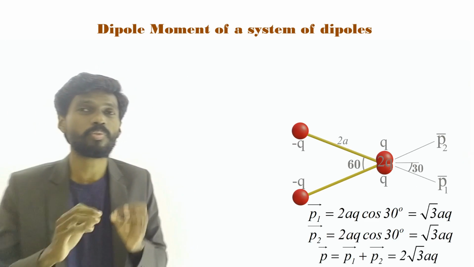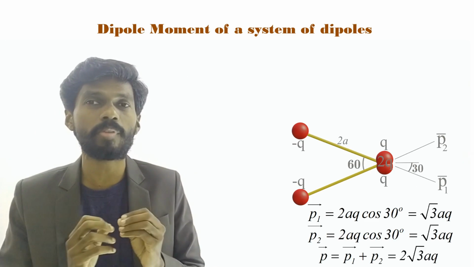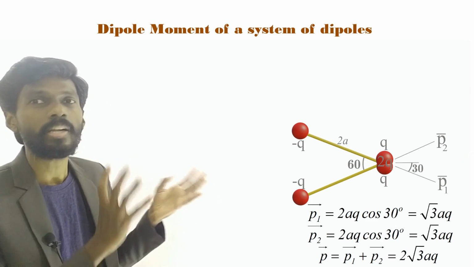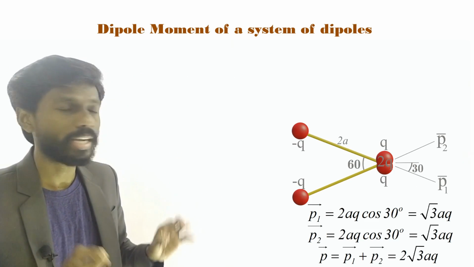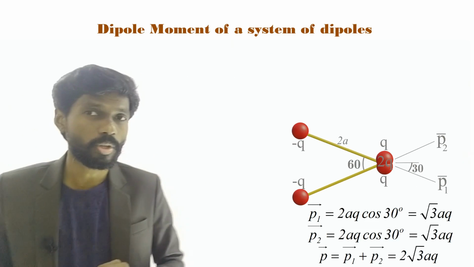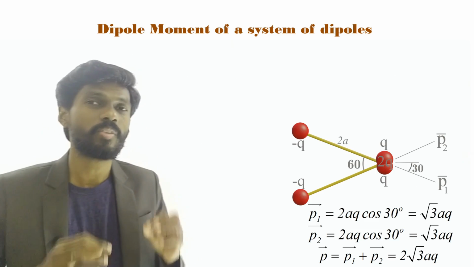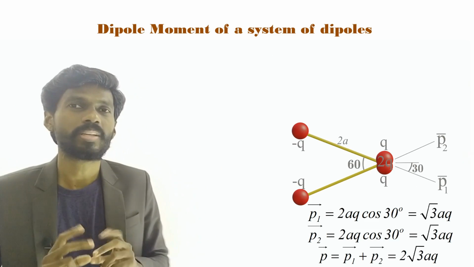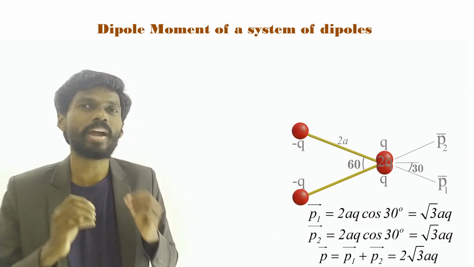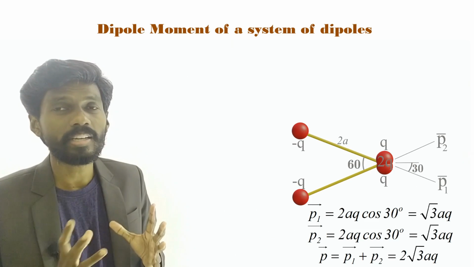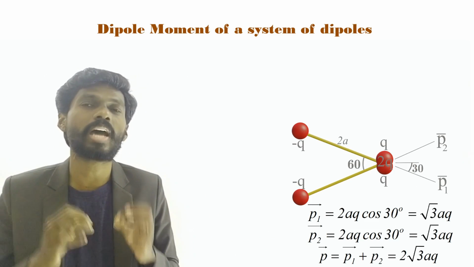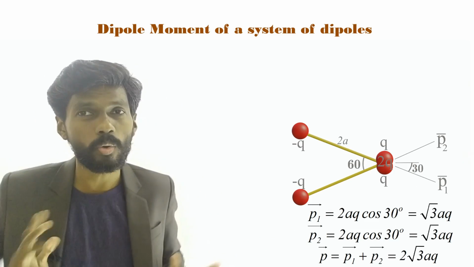So to find the dipole moment of a system of dipoles, we simply have to find the vector sum of the dipole moments of the separate dipoles. Do you understand? So the direction is also important here. We can't add the scalars, we have to find the vector sum. Here we have taken two dipoles, but we can take any number of dipoles. You find the dipole moments separately and add the vector sum. That will give you the total dipole moment.